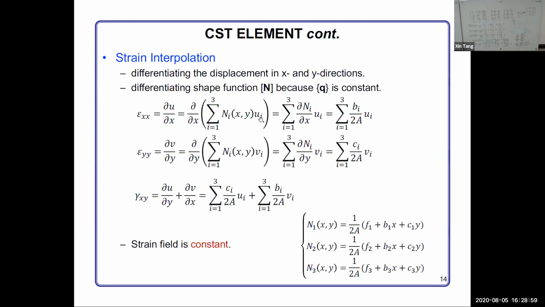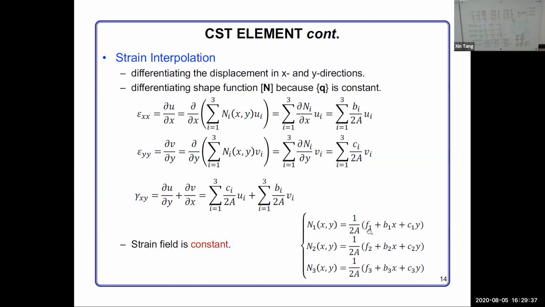Now, as I just said, the U values are constants, the given X direction displacements. N contains both X and Y. So when you do the partial differentiation with respect to X, N will take the partial, and it becomes a sum of partial Ni, partial X. And Ni, as we wrote here, N1 equals 1 over 2A times F1 plus B1 X plus C1 Y.